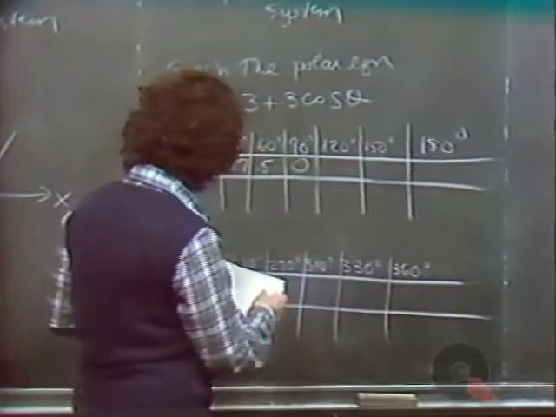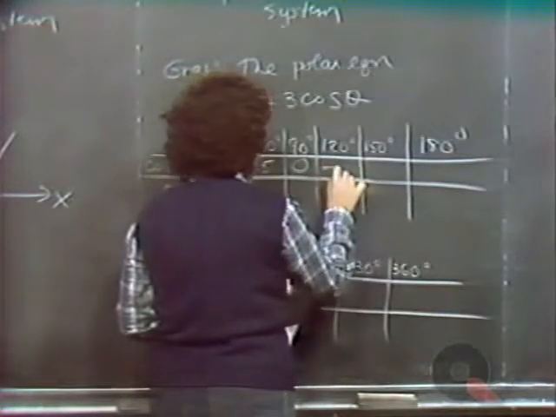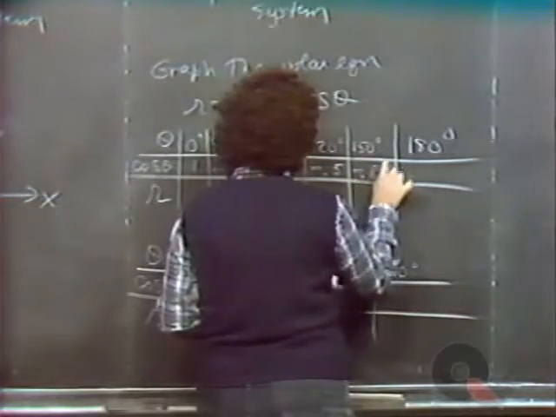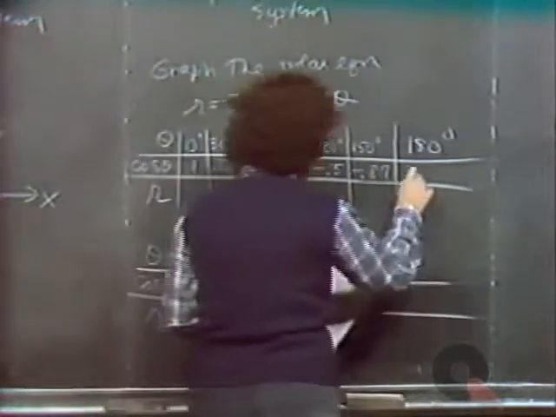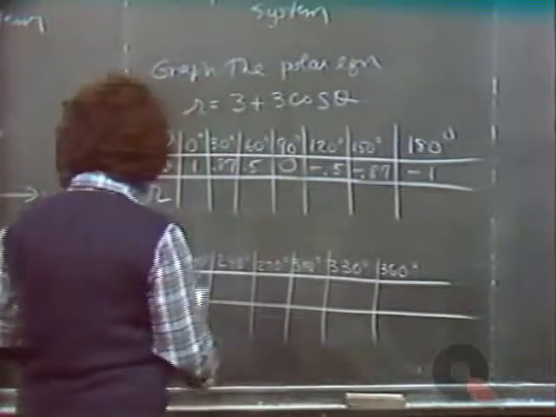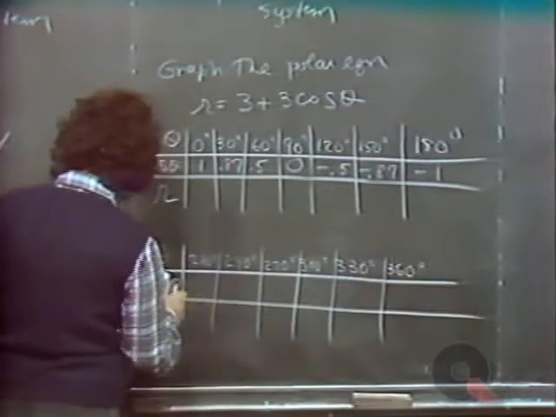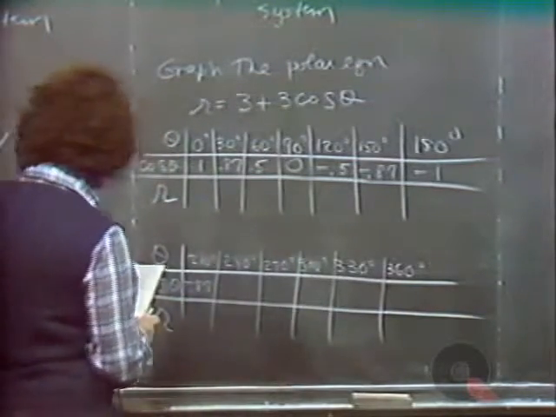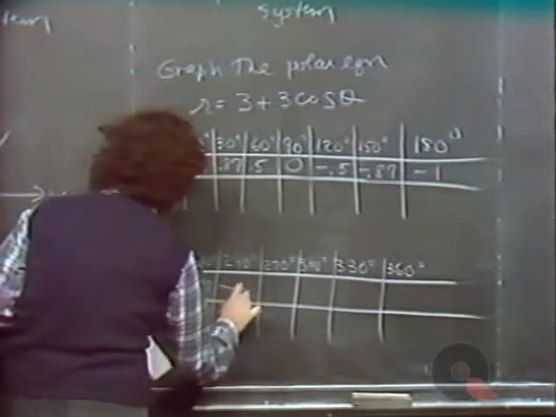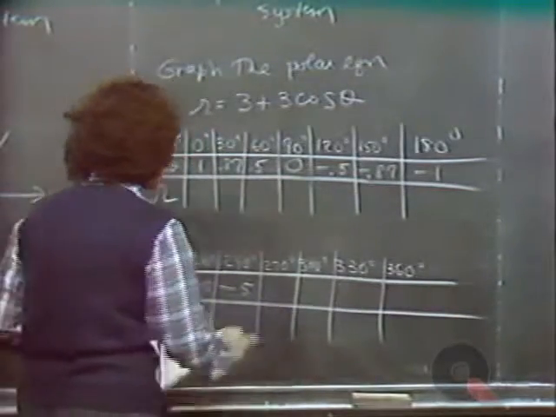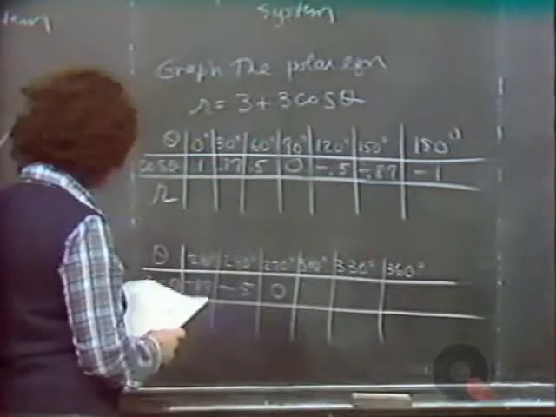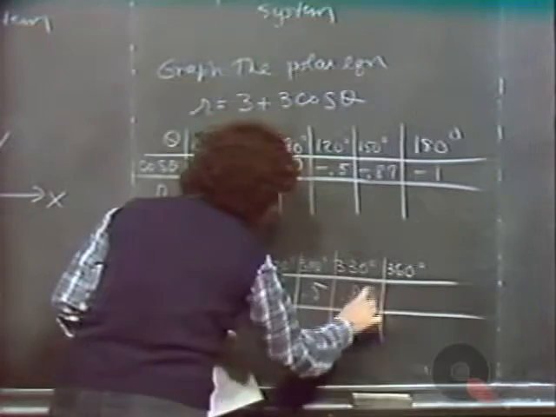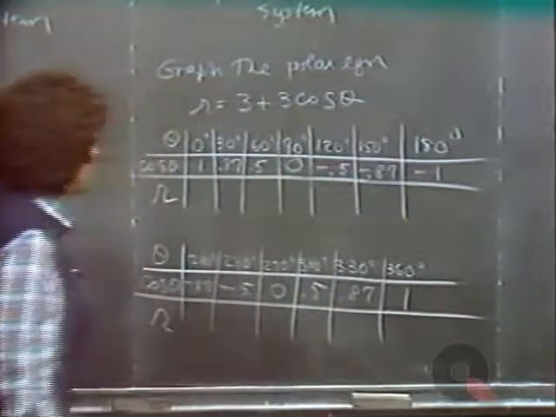Cosine of 120 degrees is -1/2. Cosine of 150 degrees is minus 0.87. The cosine of 180 degrees is -1. The cosine of 210 degrees is also minus 0.87. The cosine of 240 degrees is minus 0.5. The cosine of 270 degrees is 0. The cosine of 300 degrees is 0.5. And for 330, 0.87. And for 360 degrees, 1.